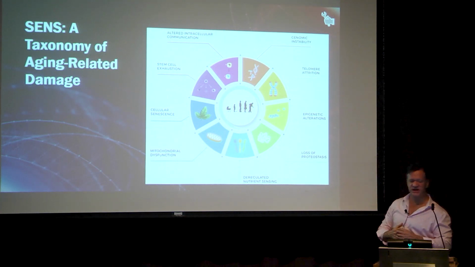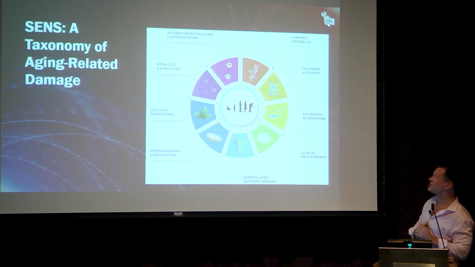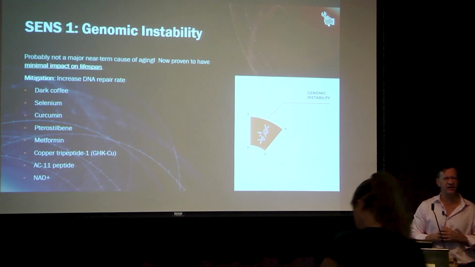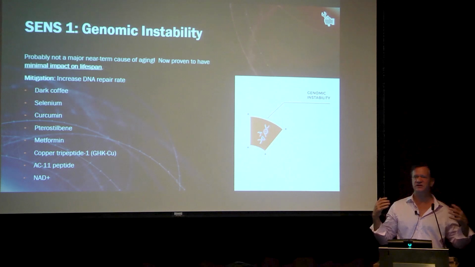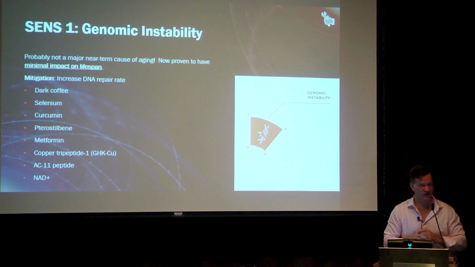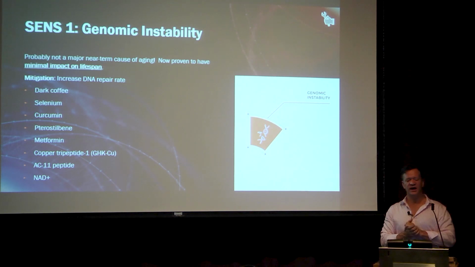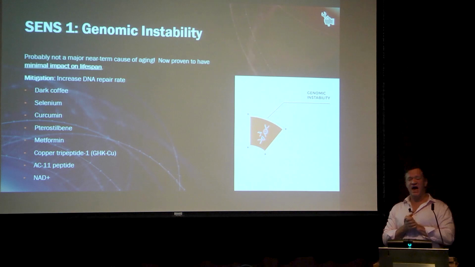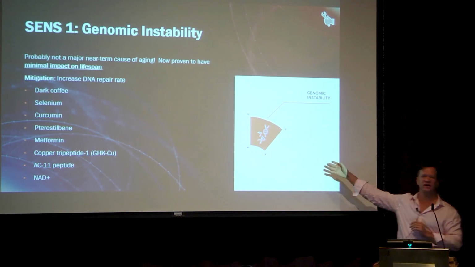So this chart on the right is the classical SENS taxonomy of aging-related damage, and we'll go through each of these 9 in turn. The first one is genomic instability. So over time, your DNA accumulates damage, mutations in your DNA. Good news is this doesn't seem to be a real big risk. It's probably not a major near-term cause of aging, and it has now been proven to have minimal impact on lifespan in humans. So that's good, right? By the time your DNA gets damaged enough to actually cause problems for a particular cell, that cell is probably going to go ahead and detect the damage and remove it itself if it finds that it's not able to repair the damage.